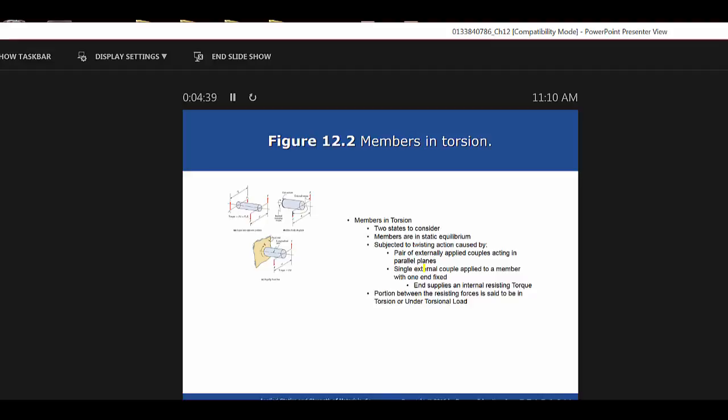You've got those two states to consider, but you also have to consider that these members are in static equilibrium. In other words, nothing is moving here, right? Which is kind of where we've been the whole semester. But you've got the situations where the members are subjected to twisting actions caused by either a pair of externally applied couples acting in parallel planes, which you will see in the next slide, which is using pulleys, or a single external couple applied to a member that's fixed on one end, which is what you're seeing in this example. I guess really equal and opposite, they're showing it in this top left example. You are seeing that.